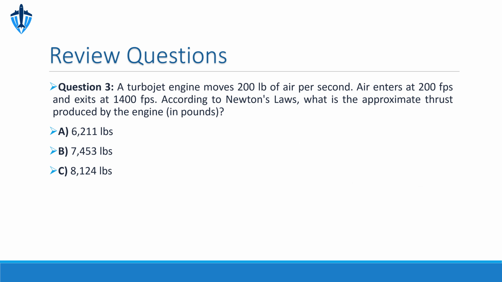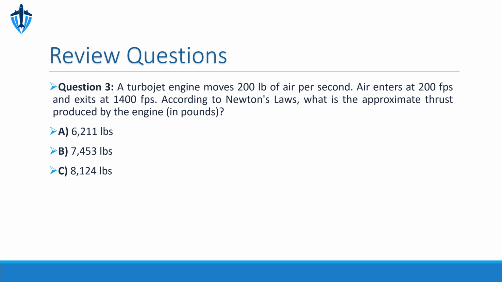Question 3. A turbojet engine moves 200 pounds of air per second. Air enters at 200 fps and exits at 1400 fps. According to Newton's laws, what is the approximate thrust produced by the engine, in pounds? A. 6,211 pounds. B. 7,453 pounds. C.